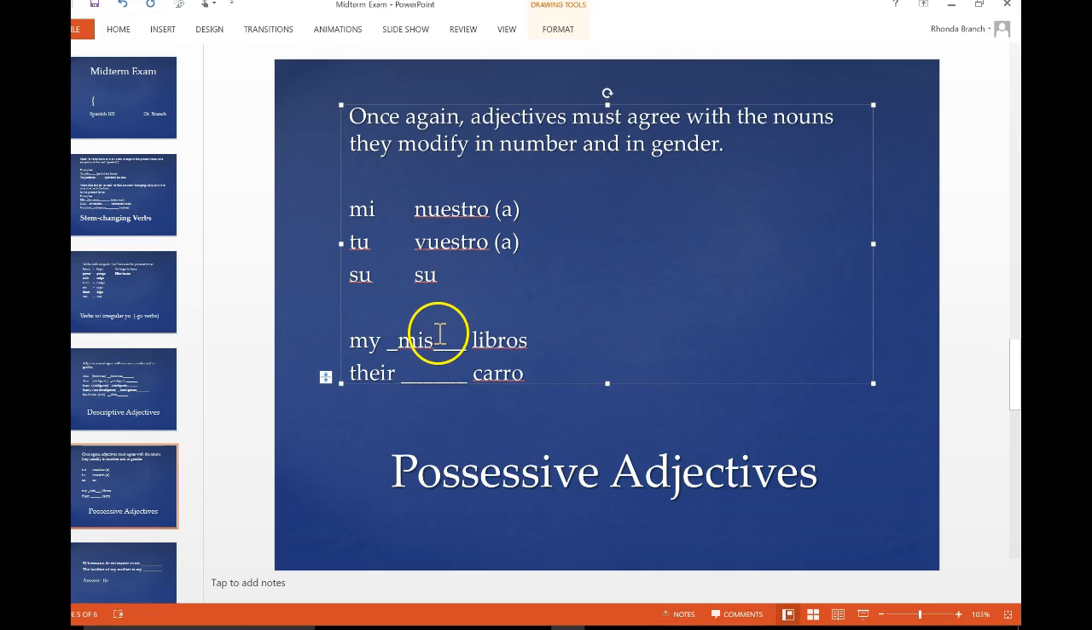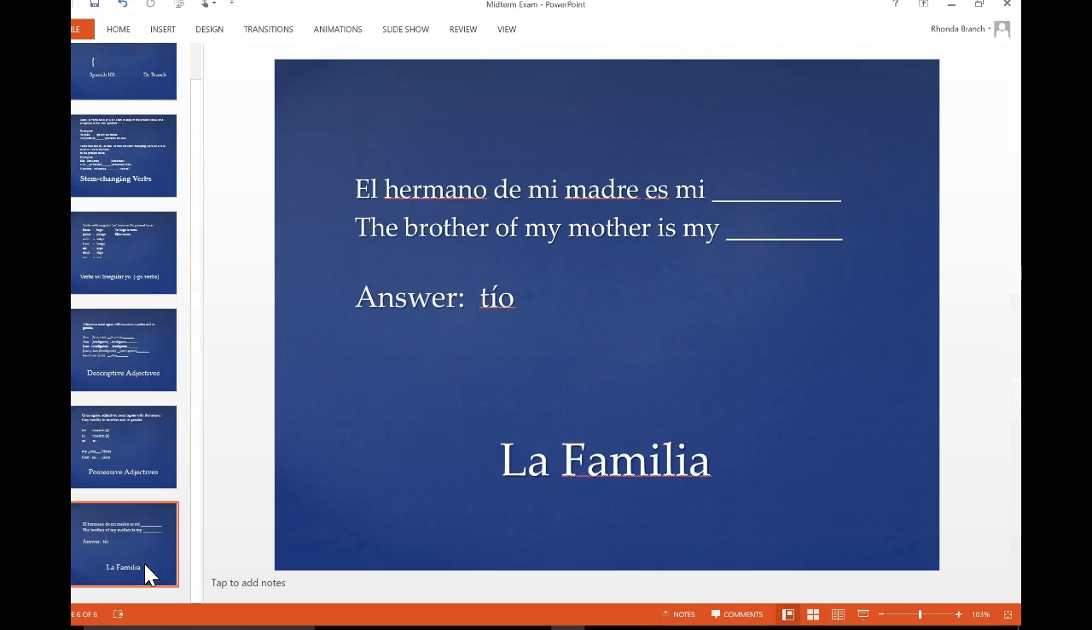The only reason it has an S is because they have to agree in number and in gender. So if your noun has an S, your adjective has to have an S. All right, their car is just simply su. It's not sus because it's their. There's more than one person. It's just simply su. Carro doesn't have an S, so your answer doesn't have an S. Okay, I hope this makes things a little bit better.